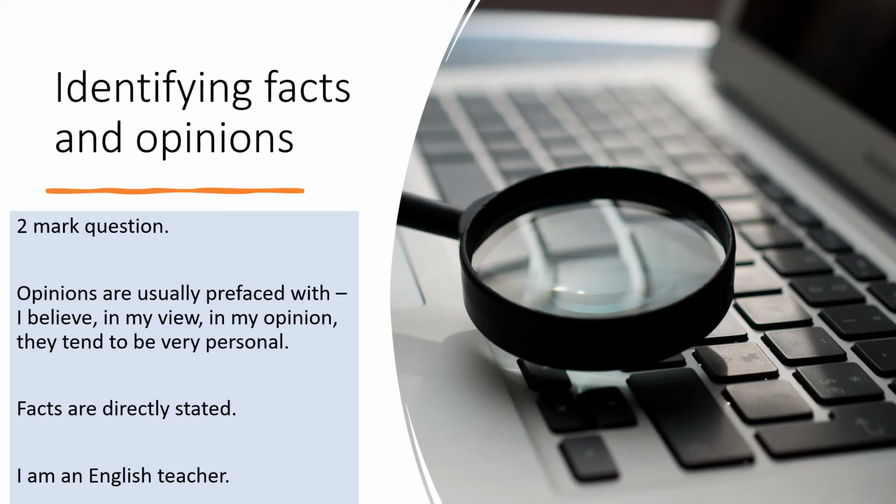For identifying facts and opinions, try and look at how the ideas are expressed. So opinions usually begin with words like I believe, in my view, in my opinion. That's because opinions tend to be very, very personal. They're an individual's viewpoint about something and they're not based on facts. Whereas facts are directly stated, they tend to be quite short sentences.